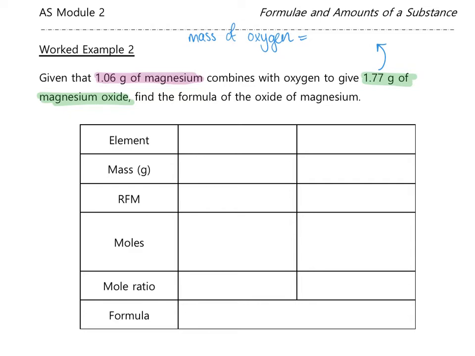So I first need to calculate the mass of oxygen, and I'm simply going to do that by taking my 1.77 grams of my magnesium oxide and take away the 1.06 grams of magnesium. That leaves me with 0.71 grams of oxygen. So if we have 1.77 grams of magnesium oxide and we know that 1.06 grams of it is magnesium, then the rest of it, which is 0.71 grams, must be oxygen. And now we're ready to carry on with our calculation.